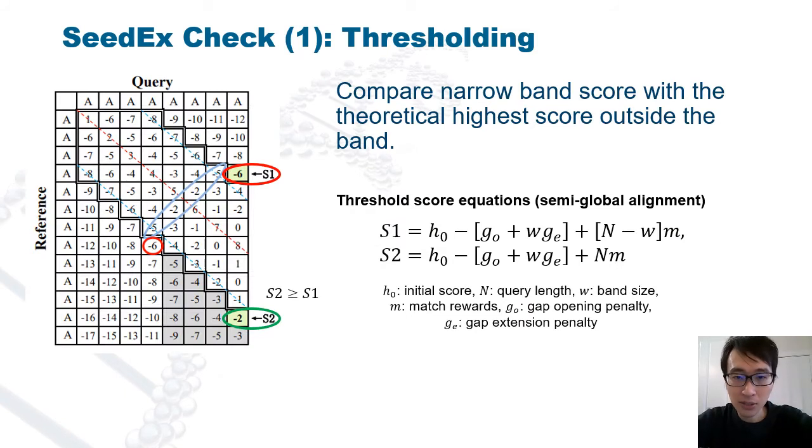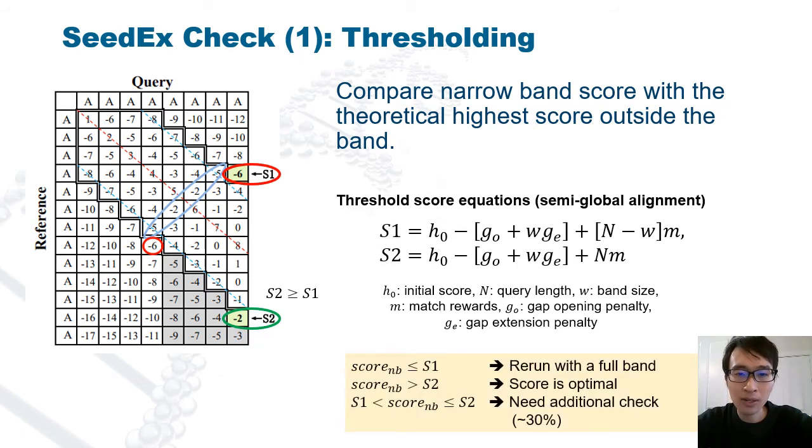The first check, thresholding, calculates the theoretical highest score of the regions outside the band and compares it with the narrow-band score. The score matrix is built assuming the best alignments, and as we can see, the theoretical upper bound score on the top right triangle is S1 and on the bottom trapezoid is S2. The narrow-band score is optimal if it is larger than S2, but we can see about 30% of cases where the score is between S1 and S2 but is likely to be optimal. While we could rerun these queries with full-band machines, we perform additional checks to filter more queries.